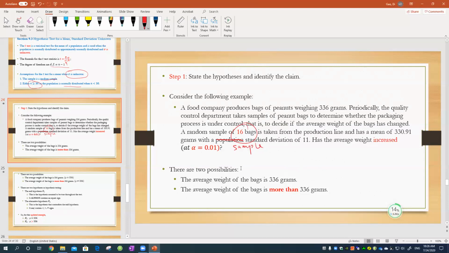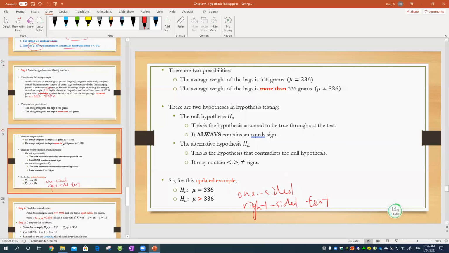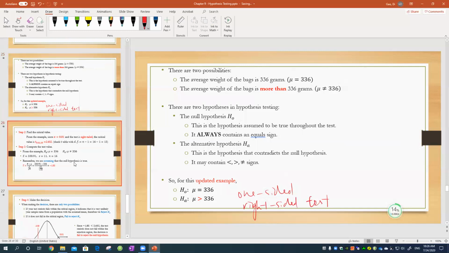Then the two possibilities will be it is 336, and more than 336. Then we can write the hypothesis for this updated example: H0, mu equals 336, and whether it has increased, H1, mu more than 336. So this is a one-sided, or we call it right-sided test, because the extreme values come from the right end, the right tail.